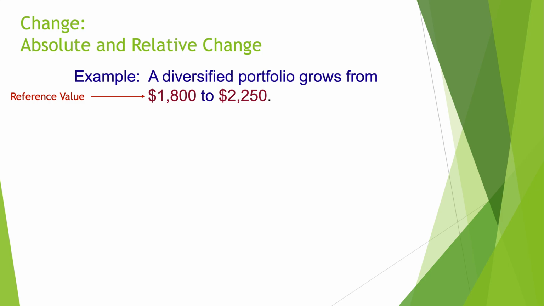Absolute and relative change. A diversified portfolio grows from 1800 to 2250. Keep in mind, the reference value is always the one you start with. Like if you go from New York to Los Angeles, you began in New York, so that would go first. If you went to New York from Los Angeles, then Los Angeles would go first because that's where you're going from. So go ahead, figure out the absolute and the relative change.